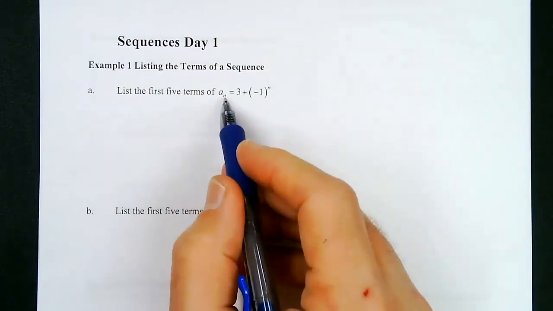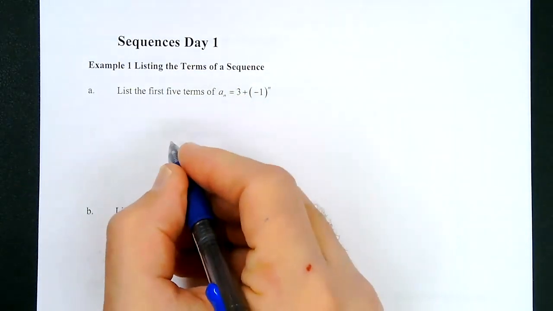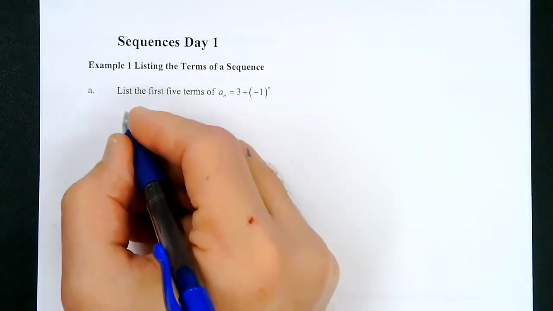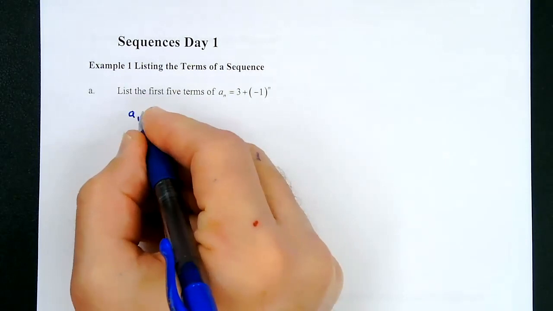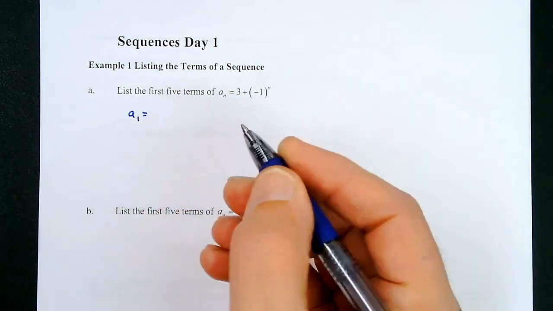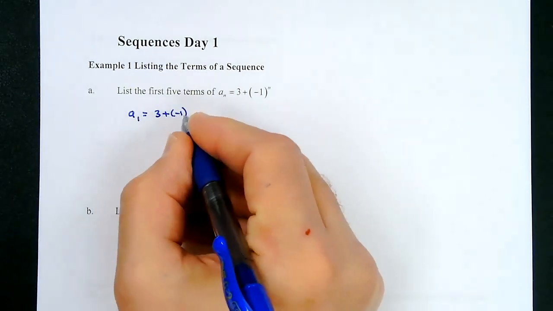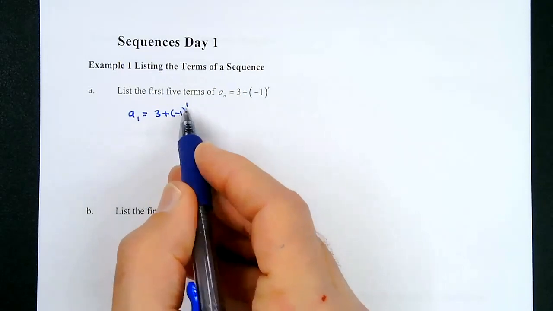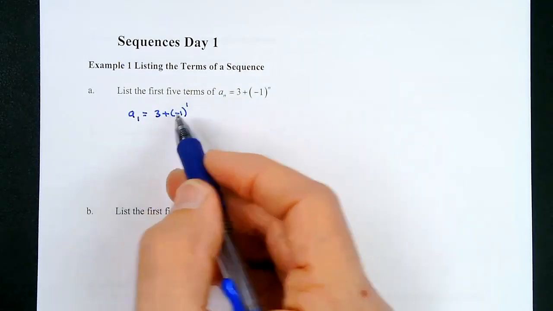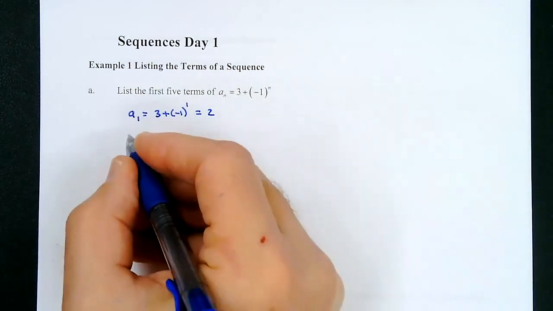All right, so if we have this formula a sub n, we use the little subscript right here to represent the term number. So if we want to find a sub 1, that just means we're going to put 1 right here into our formula for the first term of the sequence. So this would be 3 plus -1 to the first power. Well, that would be -1 to the first, so that'd be -1, and 3 plus -1 would give you 2. So that's the first term of our sequence.